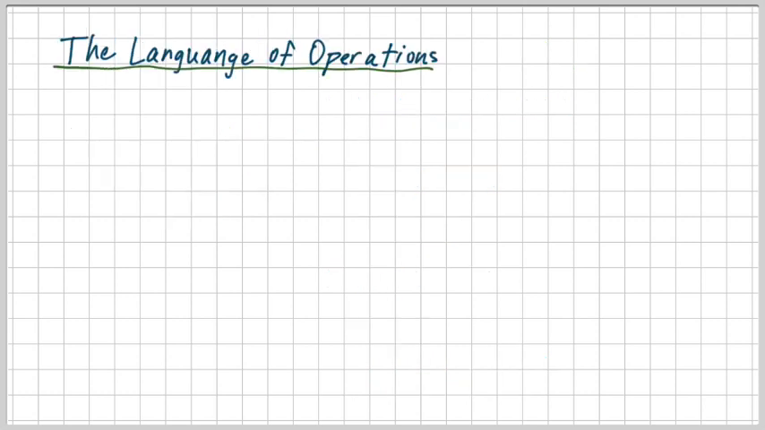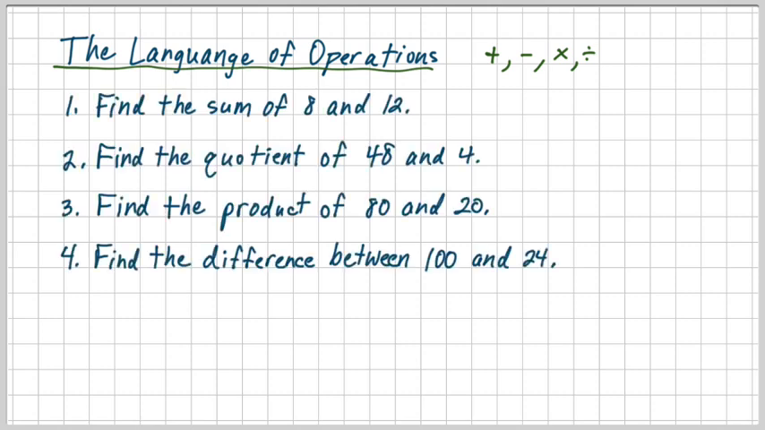Let's talk about the language of operations. What do I mean by operations? That's these guys: addition, subtraction, multiplication, and division. So there's words that we tend to use with these. So notice we have 4 problems here. Find the sum of 8 and 12. So in this case, sum means add. So you're adding 8 and 12, and of course that's 20. Number 2, by the way, when you add numbers, notice the order is not important. I could add 12 plus 8 and I'd still get 20.